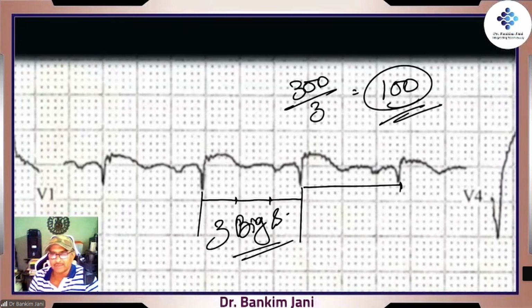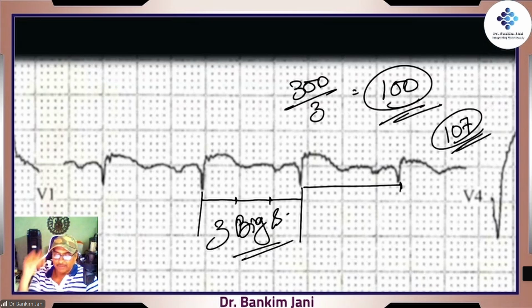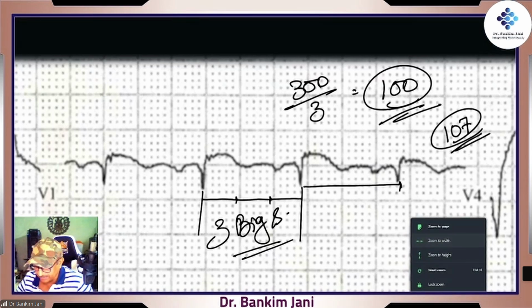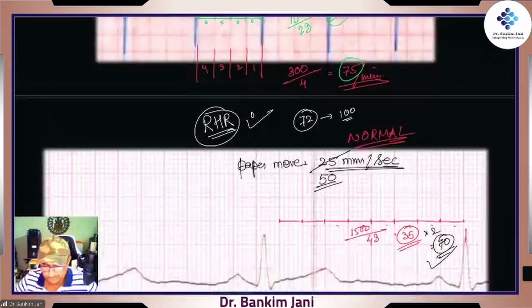14 small squares is 107. That's fine, right? So that is 107. So 100 is correct, 107 is correct. The idea was how you really calculate, right? So this is okay.